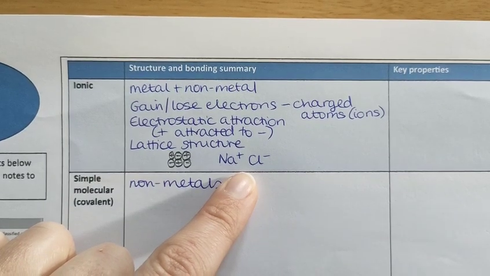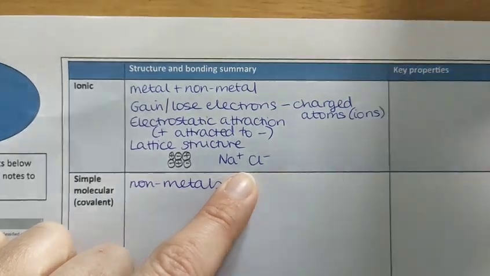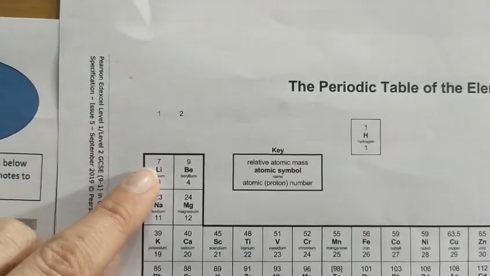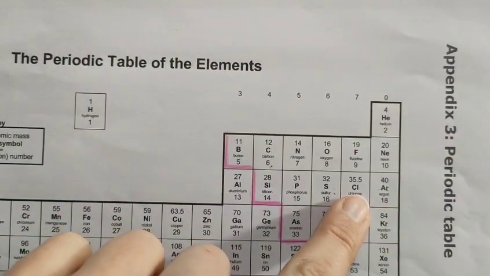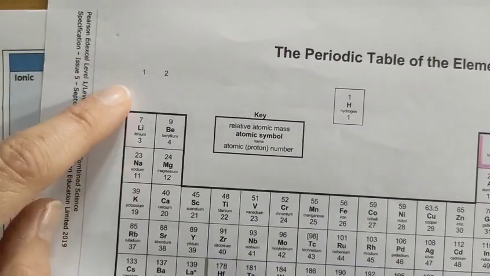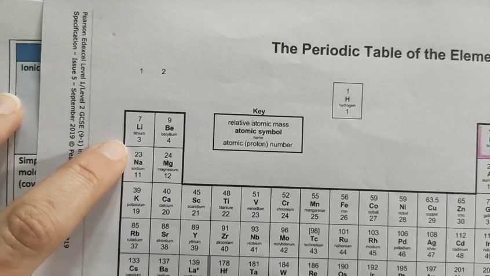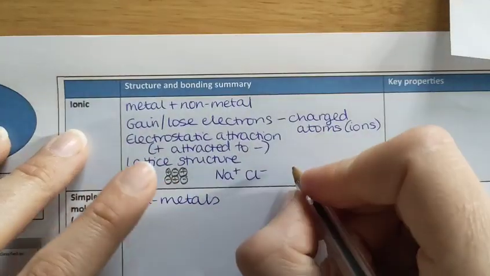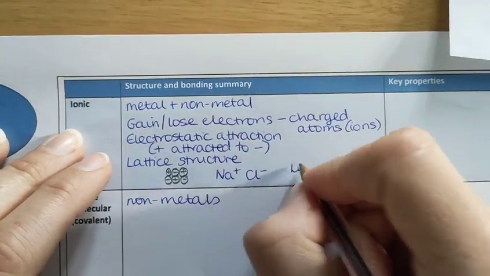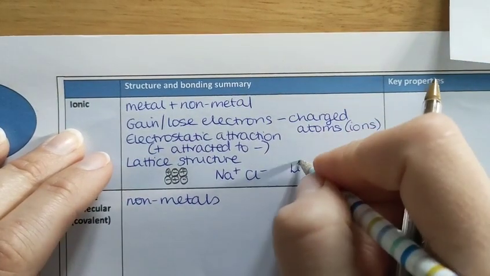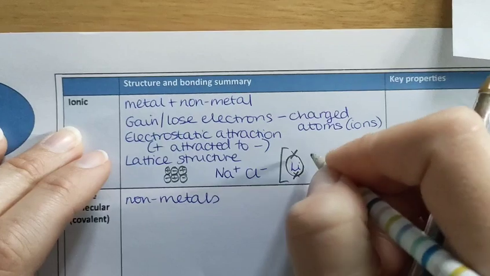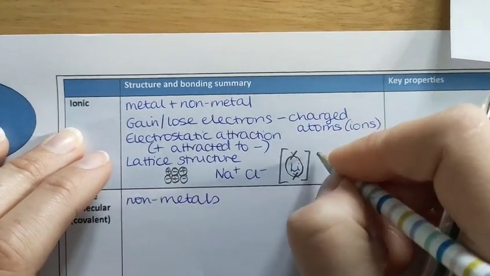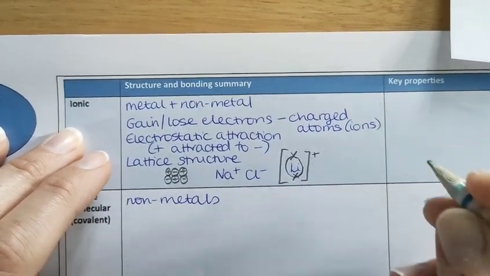We can also draw them out as well. So I might look at my periodic table. I might have lithium chloride, for example. So lithium is in group 1. It can lose 1 electron. We'll have 3 in total. So I do Li, I circle around. So it's lost an electron, so it's become positive.